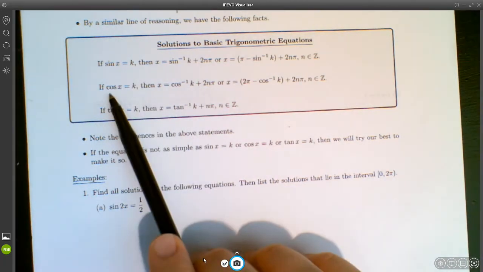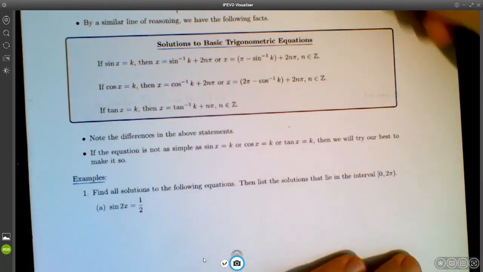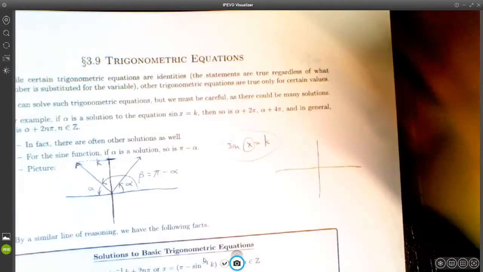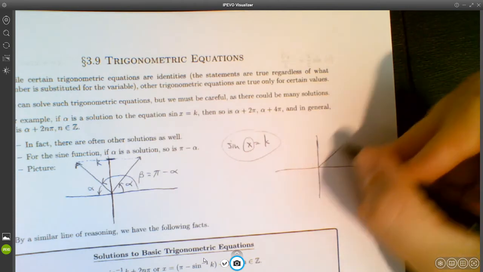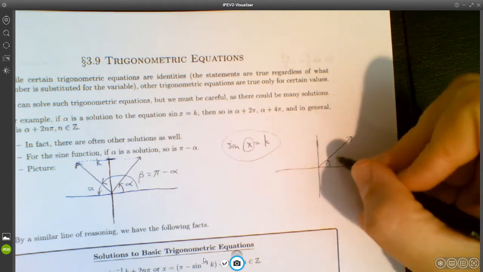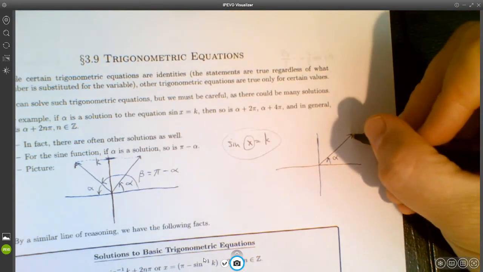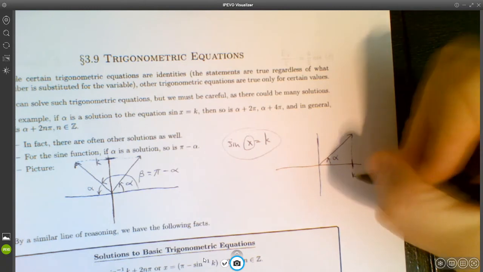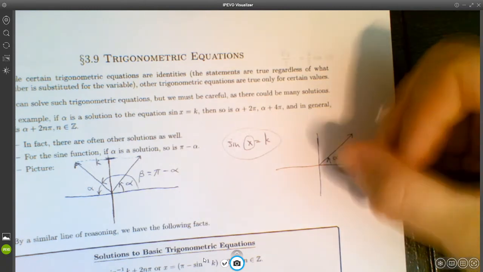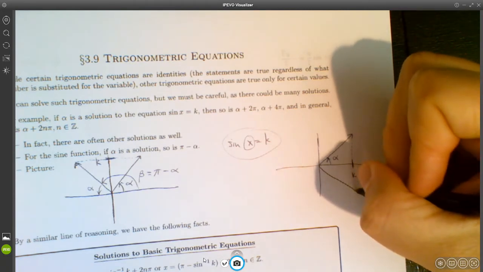Now for the cosine function, it's a little different. For the cosine function, let me draw a picture of that. So for the cosine function, if you have some statement that says cosine x equals k, and you know that alpha is a solution, well, if alpha is a solution, now cosine corresponds to x values, right? So if you're saying cosine alpha equals k, then you're going to have another solution down here, right?